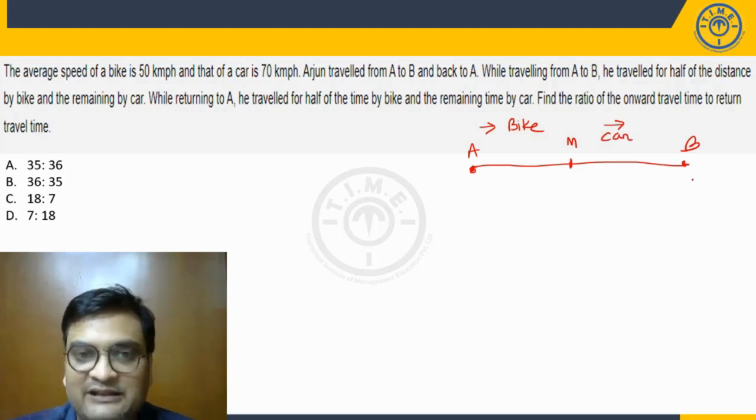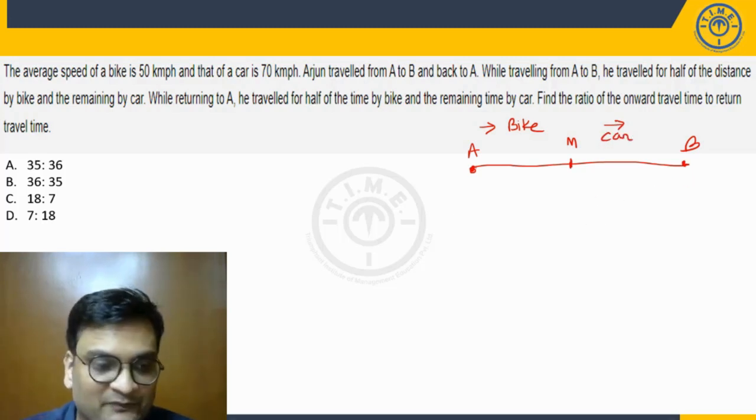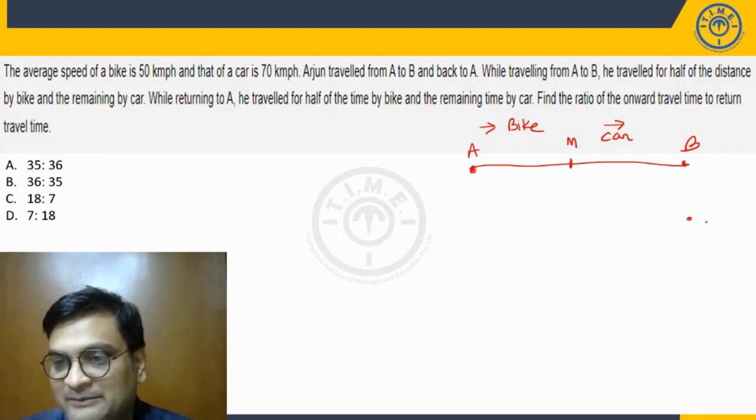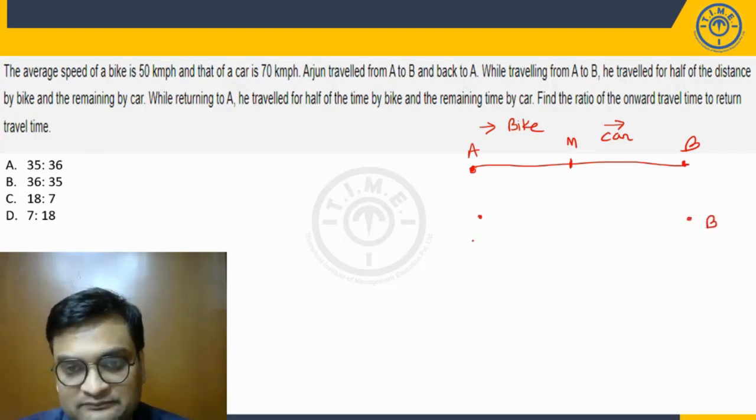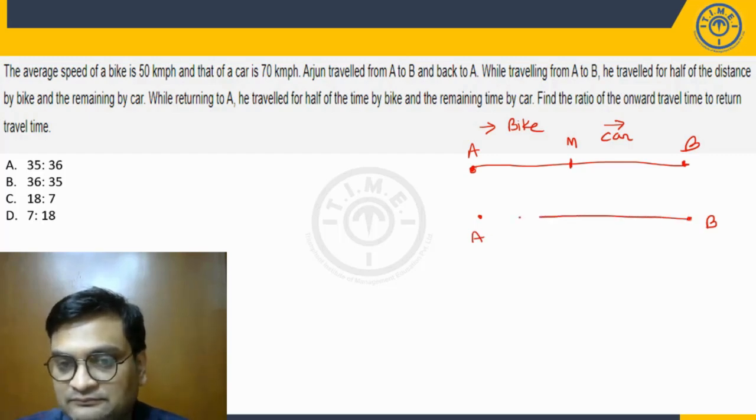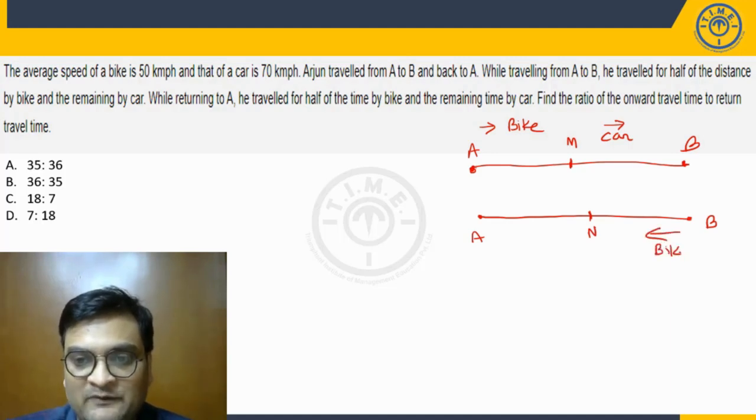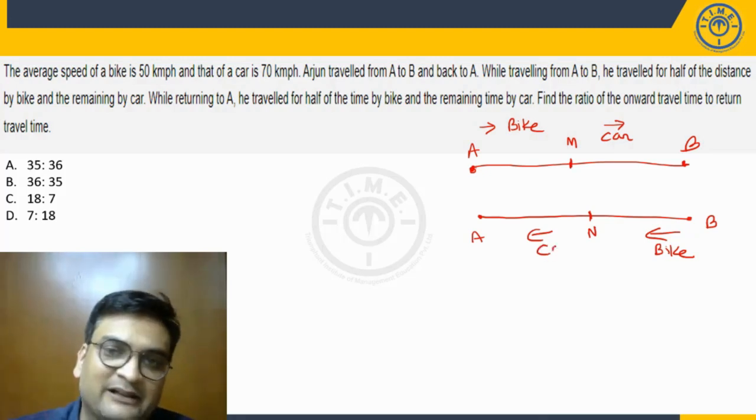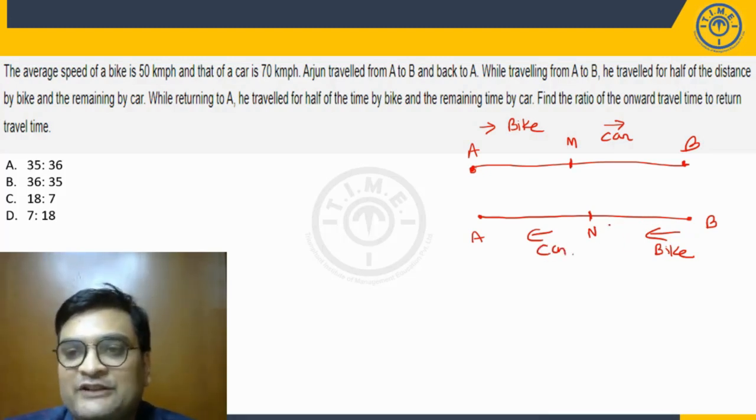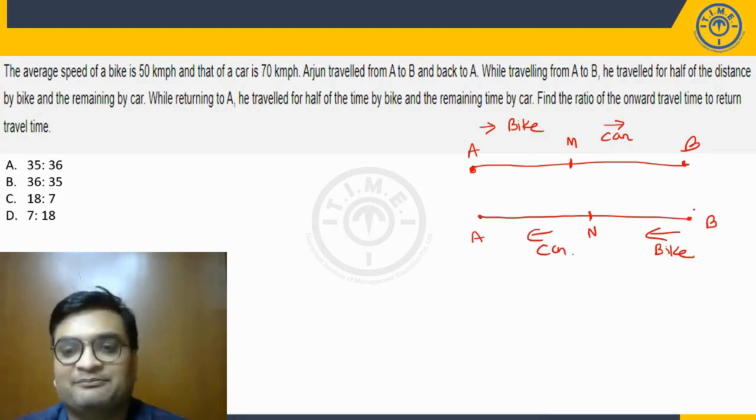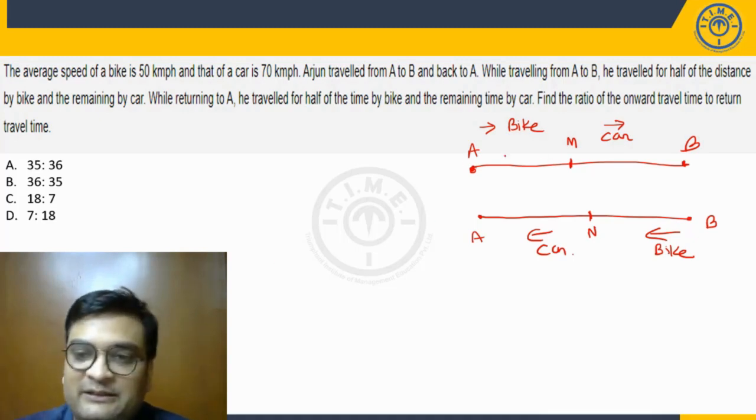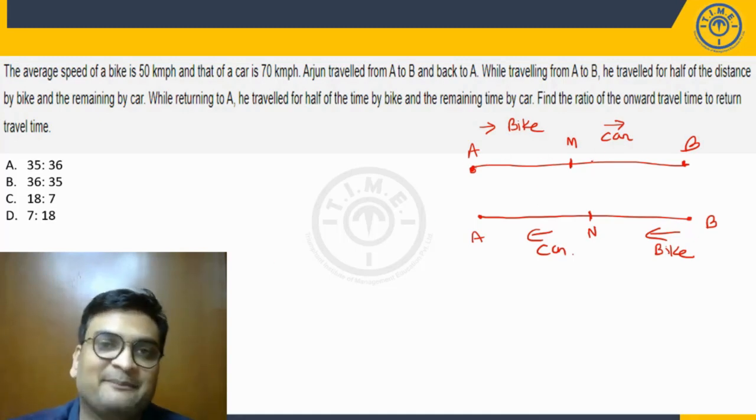While returning, he travelled for half of the time. While coming back from B to A, half of the time, let's say up to N, he travelled by bike and for the other half he travelled by car. Find the ratio of the onward travel time to return travel time. Please note that in both the cases the distance travelled is the same.